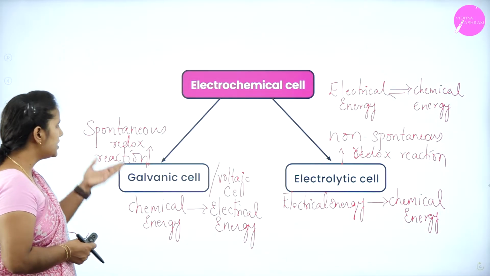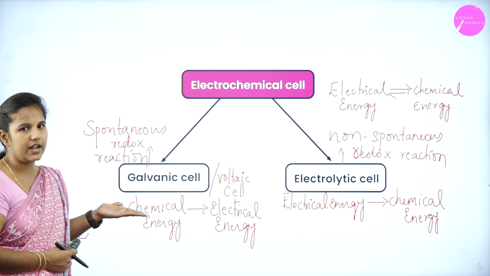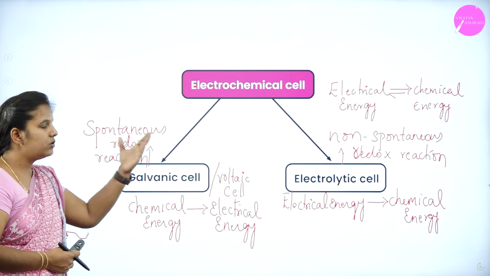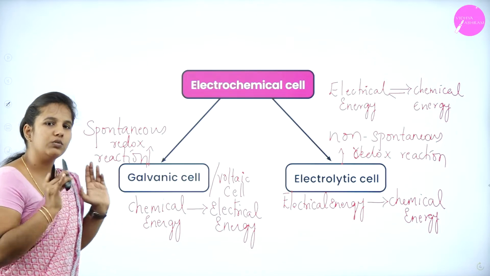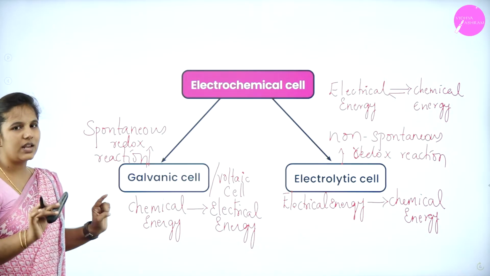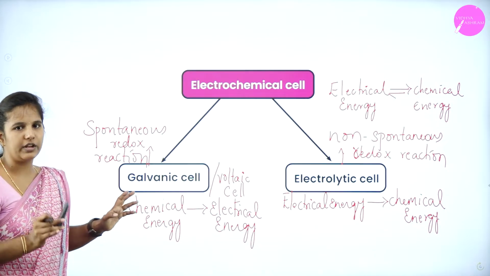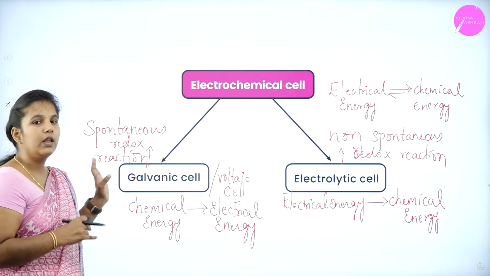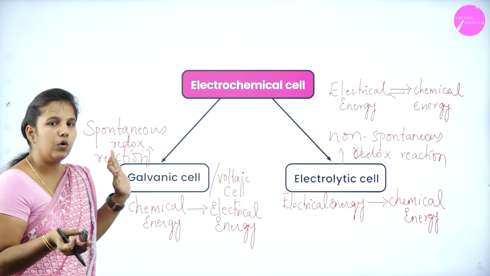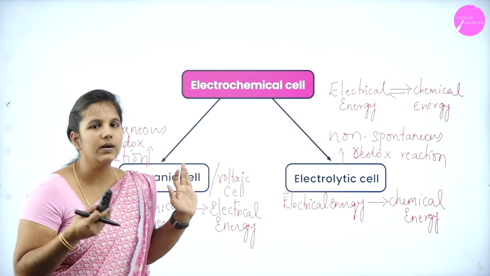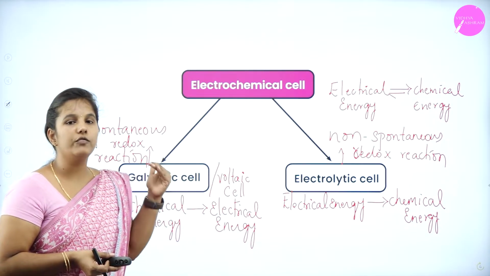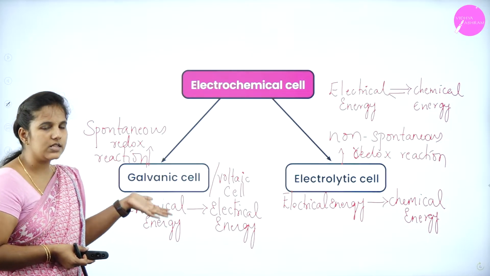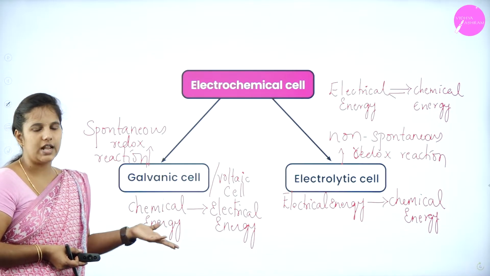Hence it is known as a spontaneous redox reaction. Remember, in these two kinds, only the redox reaction is taking place, but it is named as spontaneous and non-spontaneous. Spontaneous means this is a kind of reaction where it will take place of its own without any external help. Hence, it is named as a spontaneous redox reaction.